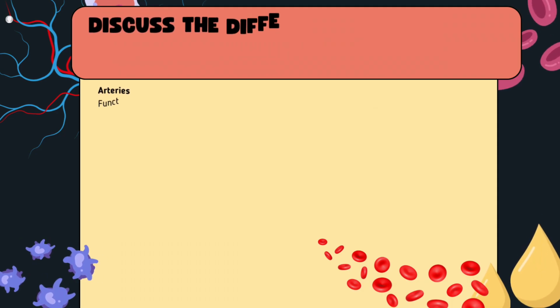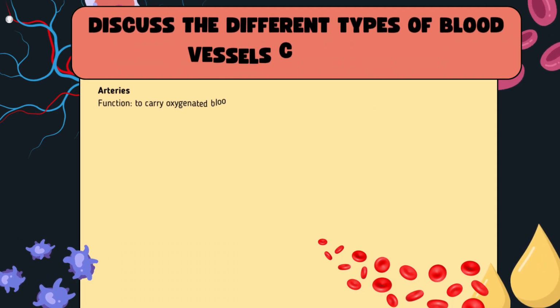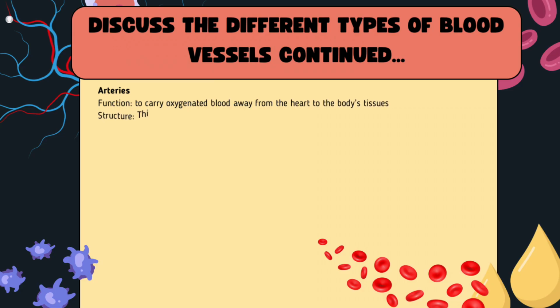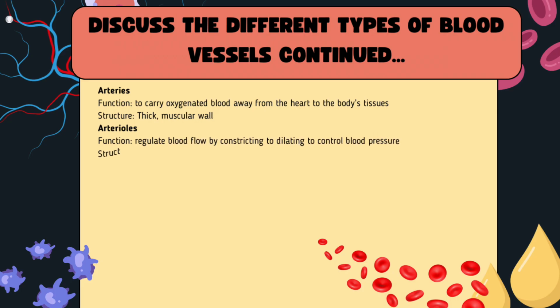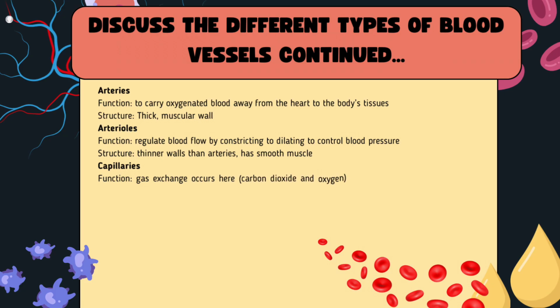All right, in this slide, we'll just talk about the different types of these blood vessels. So the arteries, their main function is to carry oxygenated blood away from the heart to the body's tissues. They are normally thick and they have a muscular wall. Arterioles regulate blood flow by constricting or dilating to control blood pressure.